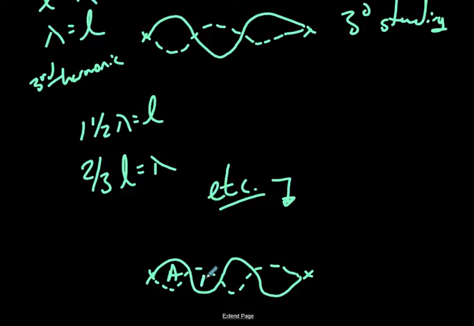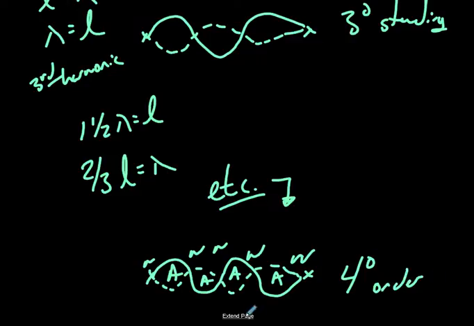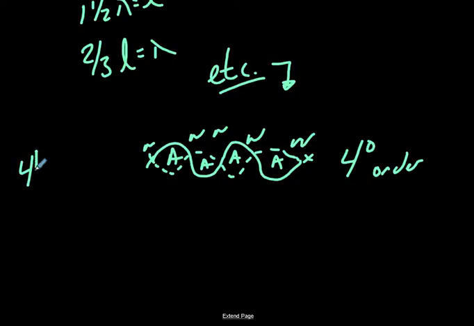So now you've got 1, 2, 3, 4 antinodes, and you've got 5 nodes. Note you always have one more node than antinodes, and the order of the standing wave. So 4th order standing wave, I guess you could call that, or 4th harmonic, or 3rd overtone, depending on what nomenclature you're using. We'll have 5 nodes and 4 antinodes.